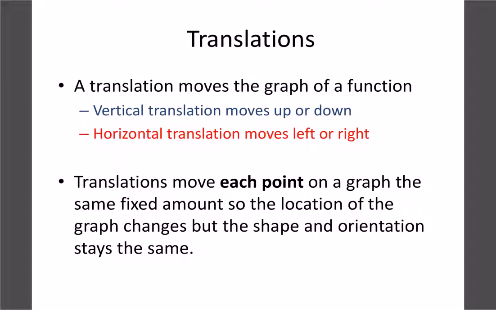So where we're going to start is the definition of a translation, which basically says a vertical translation will move the graph up or down, and a horizontal translation will move that function left or right. Okay, and like I said before, every translation always moves each coordinate on the graph the exact same amount in the exact same direction. Otherwise, the graph would get distorted and weird looking. So it's always going to be the exact same shape, just moved left, down, up, or right.